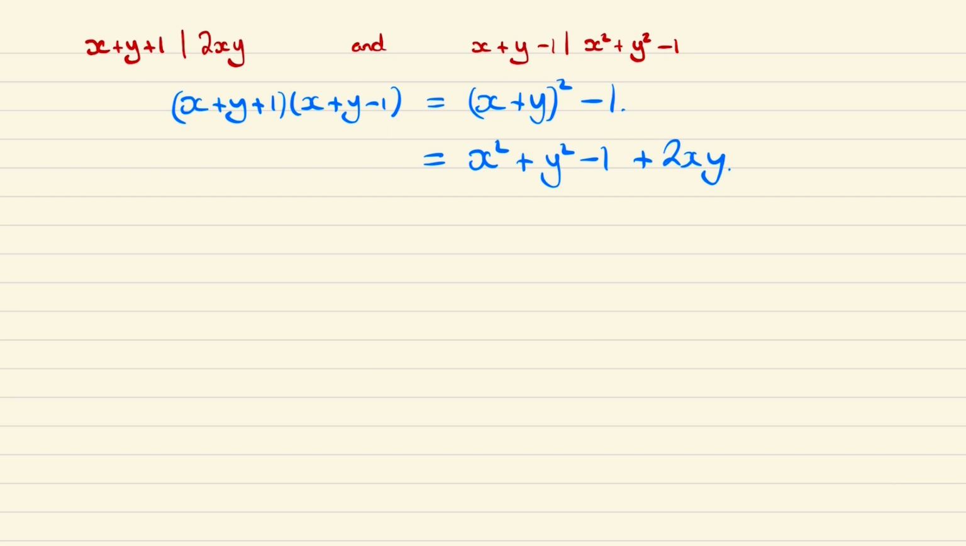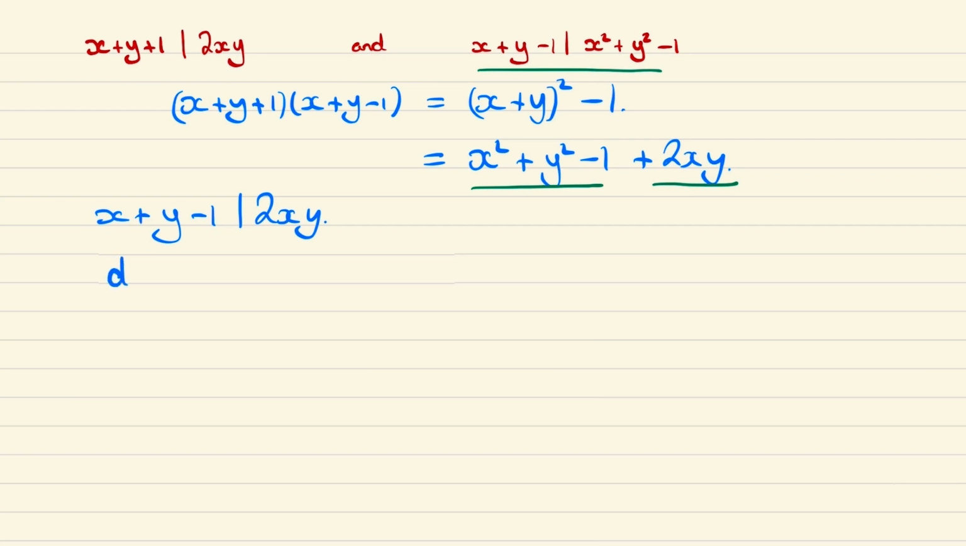Now, given that x add y minus 1 divides x squared plus y squared minus 1, it therefore must also divide 2xy. And so we can conclude that both x add y add 1 and x add y minus 1 must divide 2xy. Now, if we next consider the greatest common divisor d of x add y minus 1 and x add y plus 1, then in particular we can notice that it must divide their difference, and so we can say d divides 2.